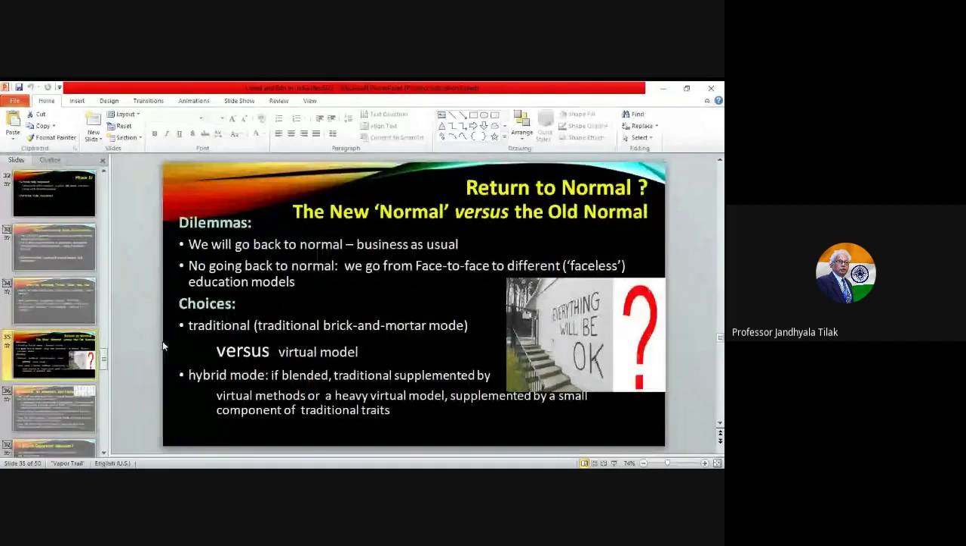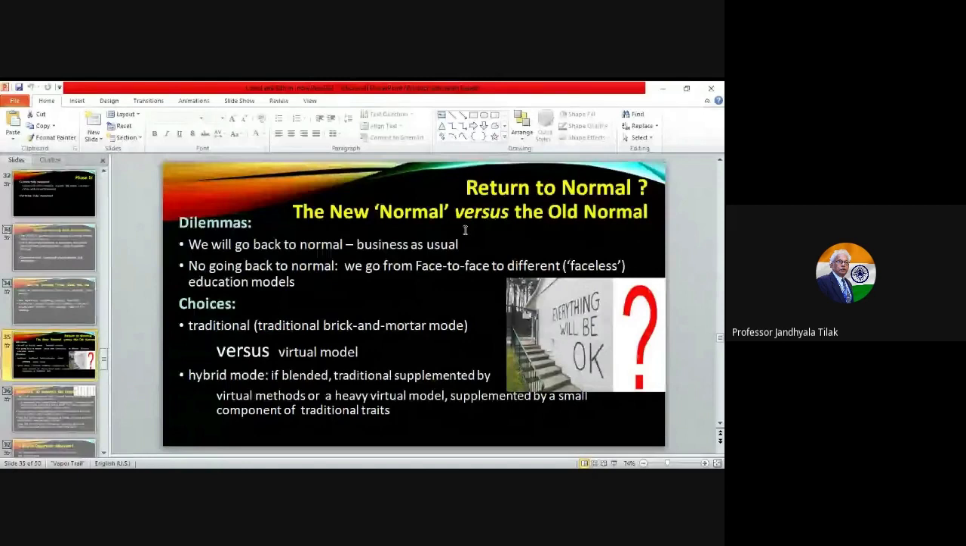Now the question is, will we return to normal? The new normal, what is normal is also a question. The old normal or the new normal. One dilemma is, will we go back to normal, forgetting all these developments that have taken place during the last 2-3 years, or the alternative is no going back to normalcy at all.